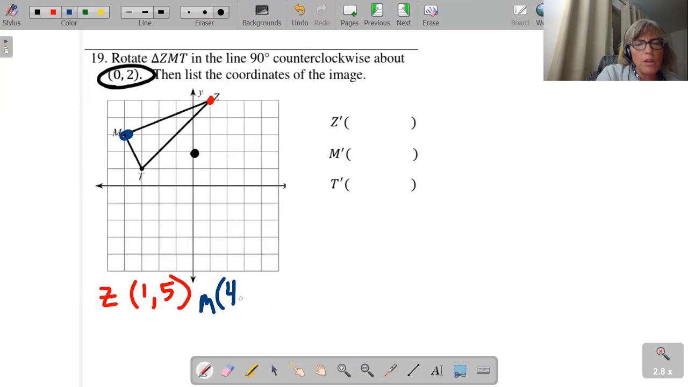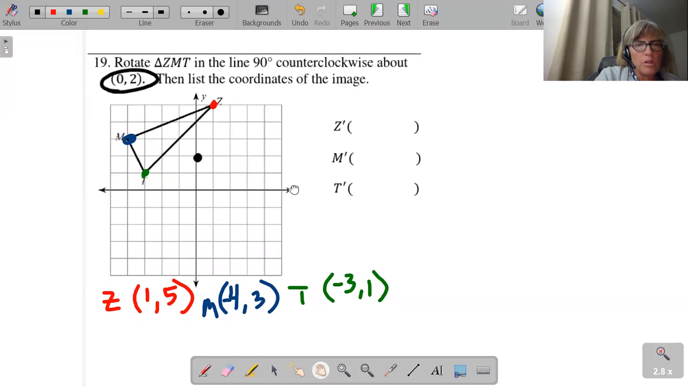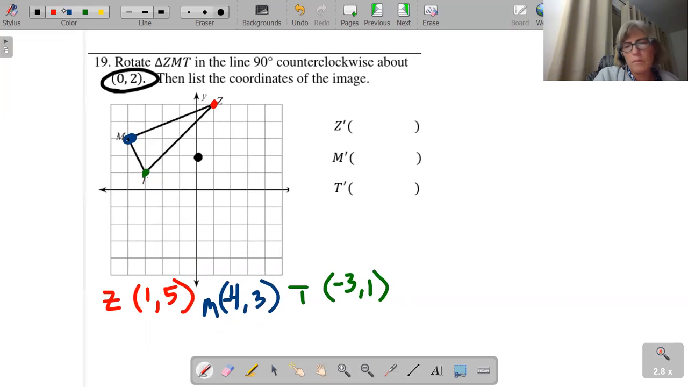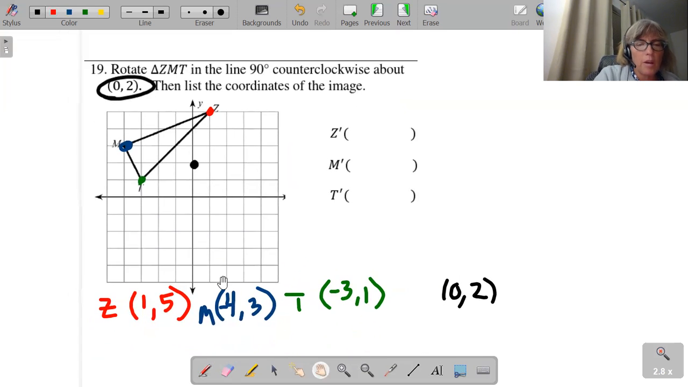This is M, negative 4, positive 3. And then we have here T, which is negative 3, positive 1. Okay, there's 2 steps, and we're rotating about 0, 2. That's our rotation point, and we need to keep track of which way we're rotating: counterclockwise.